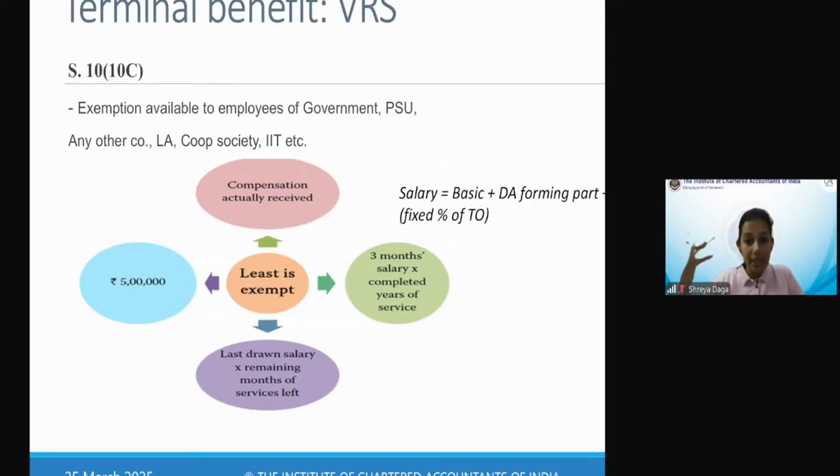So I said that yes, you have to remember these limits. Certain sections are more important. I made you tick them. These kind of things you need to remember. HRA you need to remember. Gratuity, pension, leave encashment, these are very important.